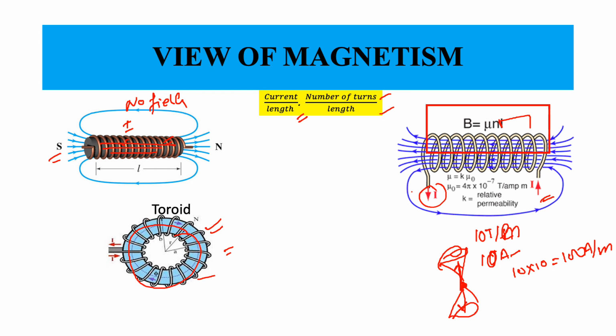So this is how you can calculate the field of a solenoid, which we are not going to do here. What we will do is assume an Ampere loop. Okay, this is my Ampere loop.